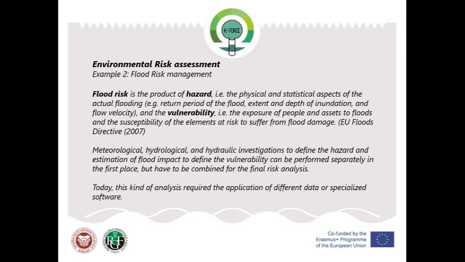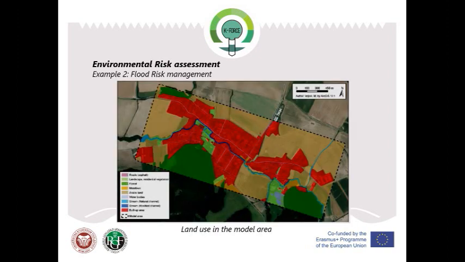As for determining flood hazard in the model area, which has 3.23 square kilometers located in the Nitra River basin in Slovakia, the estimation of maximum flood discharge and hydraulic modeling were important steps. Meteorological, hydrological and hydraulic investigations to define the hazard, and estimation of the flood impact to define the vulnerability, can be performed separately in the first place but have to be combined for the final risk analysis. Today, this kind of analysis requires the application of different data or specialized software, and some of the results can be seen on the picture.